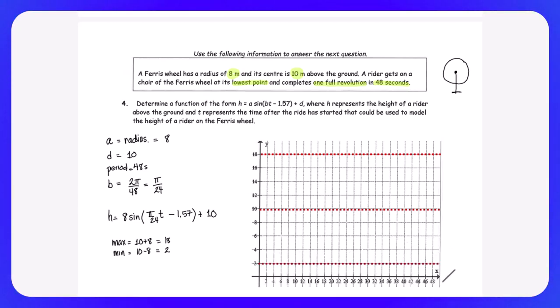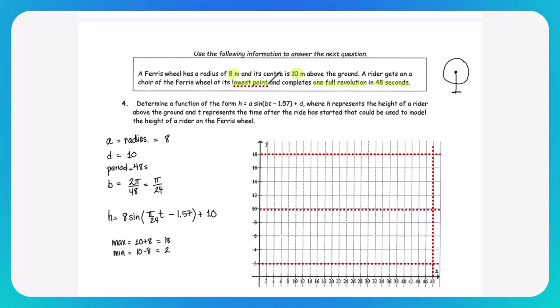It takes 48 seconds to make 1 full revolution, so 1 full cycle has to go here. They tell us that the rider gets on at the lowest point. Okay, so that means we're going to be starting right here. We're going to go up, and halfway through the period, we're going to hit our max. And half of 48 is 24. And then we're going to finish down at the bottom again for 1 complete cycle at 48. So it's going to come up, hit 24, and then come down.